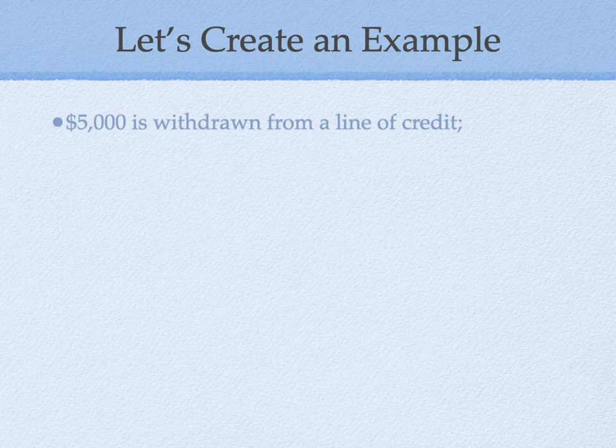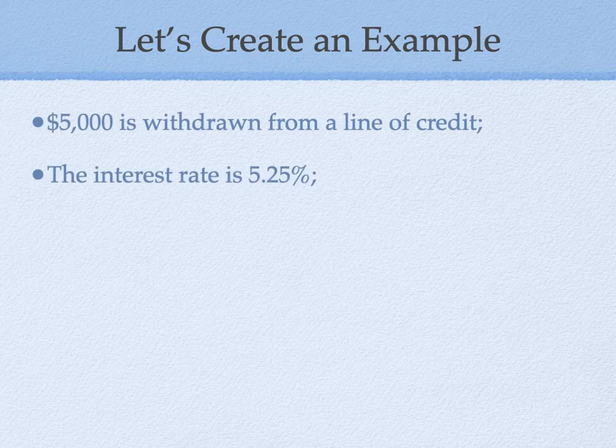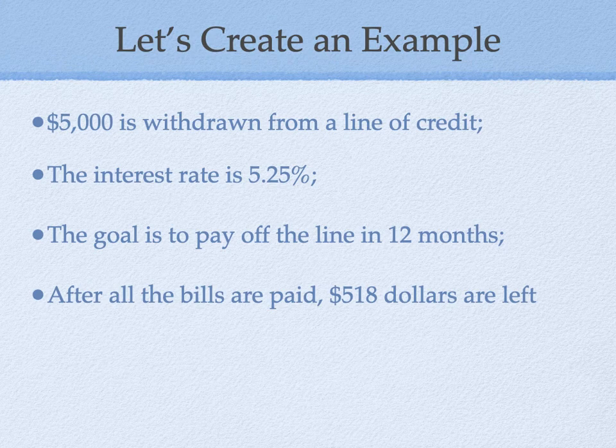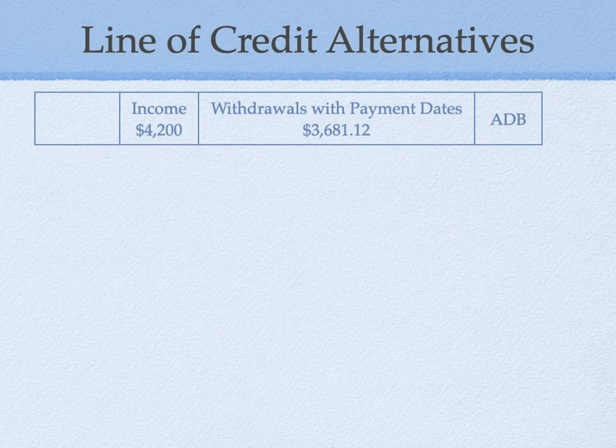So let's take $5,000 off a line of credit, where we're charged 5.25% interest, and our plan is to pay it back over 12 months. And after all our bills are paid, we'll have a positive cash flow of $518. You'll see that by depositing income as a loan payment into the line of credit and paying the bills from the line, this strategy minimizes the average daily balance on the line of credit.